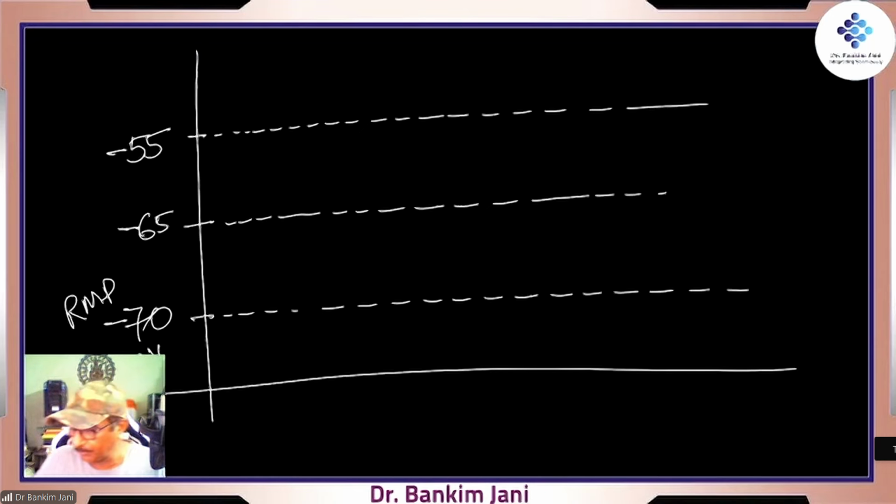Oh, now we change the color. Here is our first process. This is our resting membrane potential. And from resting membrane potential, the cell is becoming more positive. Cell is becoming more positive.